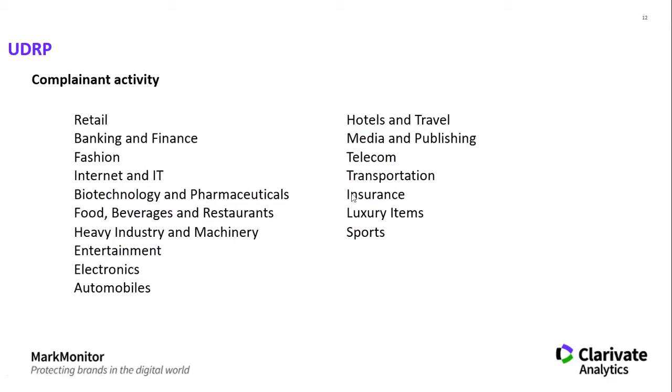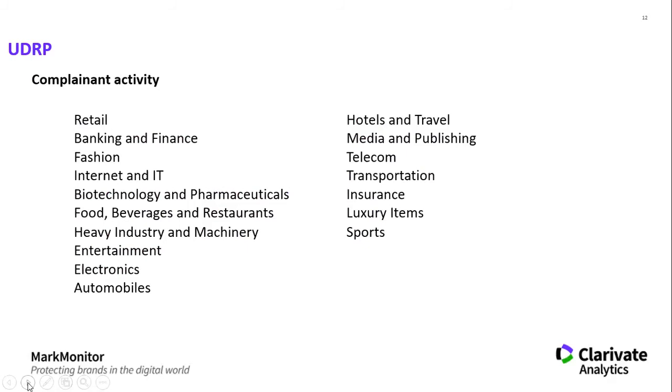These are ranked by most frequently represented industry in domain name disputes: retail, banking and finance, fashion, and so forth. But domain name disputes are certainly not limited to those in the high-tech arena or any type of new industry. Just about everybody in some way or another is affected by the UDRP, by cybersquatting, and therefore has the opportunity to help put an end to it through the UDRP process.